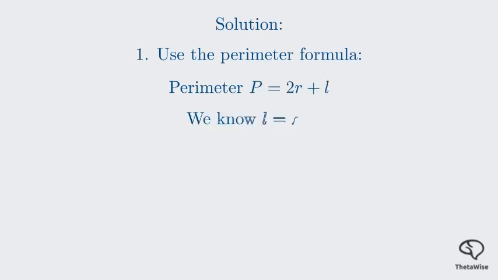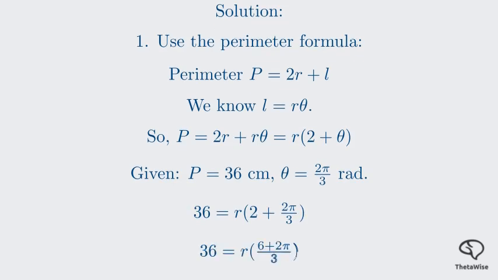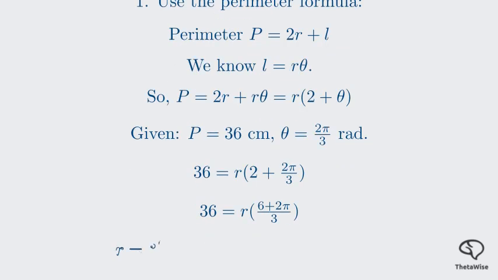Let's work through the solution. First, the perimeter of a sector is given by the formula P equals 2r plus L. We know P equals 36 and L equals rθ. Substituting, we get 36 equals 2r plus rθ, and we are given θ equals 2π/3. Substituting the given values, we get the equation 36 equals r times the quantity 2 plus 2π/3.